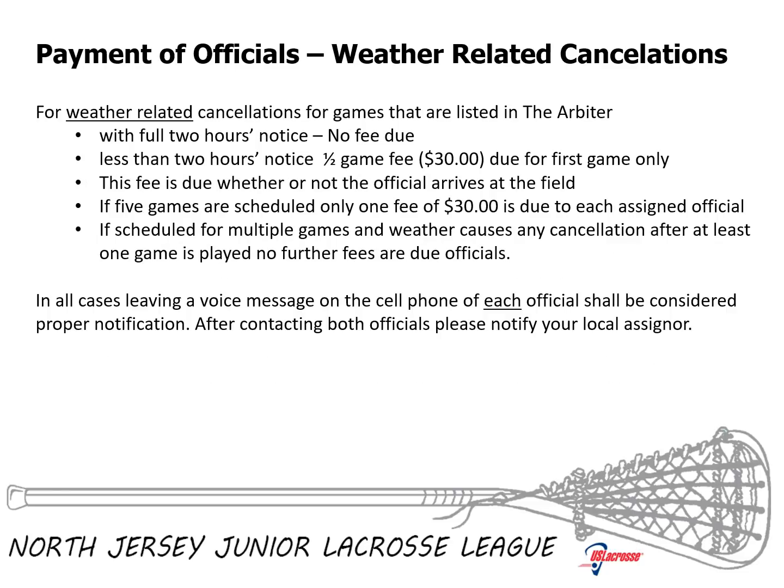For weather-related cancellation, it's basically a 2-hour rule. So for example, if you had a 6 o'clock game, if you wanted to cancel the officials with no fee due, they need to be canceled by 4 p.m. If an official is notified with less than 2 hours of game time, they'll be due $30 each or 1/2 game fee. This fee is due whether or not the official arrives at the field. If 5 games are scheduled, only one fee of $30 is due for each assigned official.